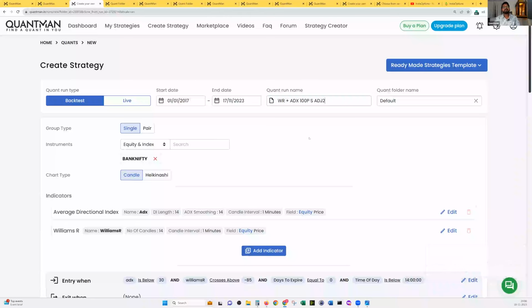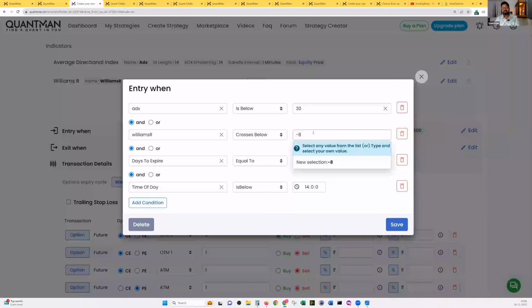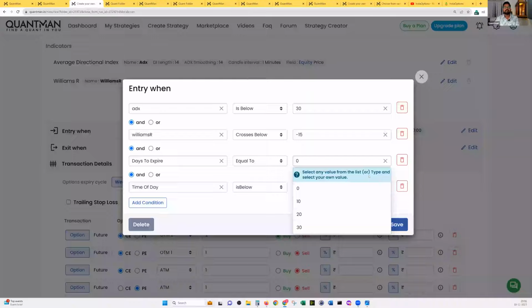Just come over here. Instead of crosses above, you put crosses below and then put minus 15 and then save it. And then run the backtesting.